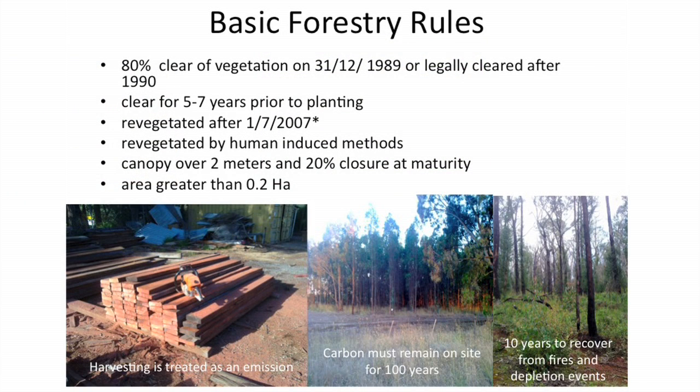Some of the basic rules for forestry. When you're undertaking a project and you want to create Kyoto credits out of forestry, you need to be actually undertaking revegetation activities on land that was basically 80% clear of vegetation on the 31st of December 1989. So if you're in the helicopter, you've all got helicopters, haven't you? You're in your helicopter looking down over your paddock, you need to see basically 80% grass or dirt, preferably grass.